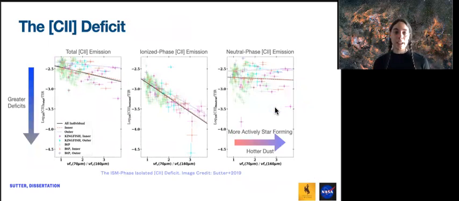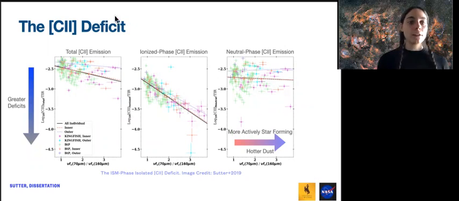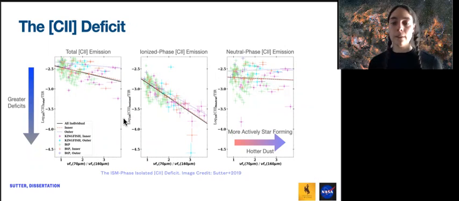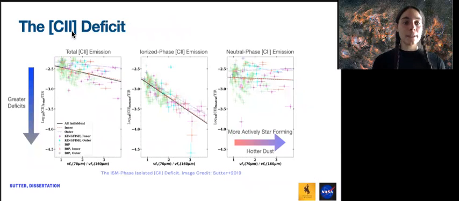So with this data, I split up my C+ emission and was able to look at the deficit in the individual phases of the ISM. So first here, this was one of the major results of my 2019 paper. The first panel here just shows if we don't subdivide our C+, what does our deficit look like? And we can see there's a slight deficit, but there's not much of one.